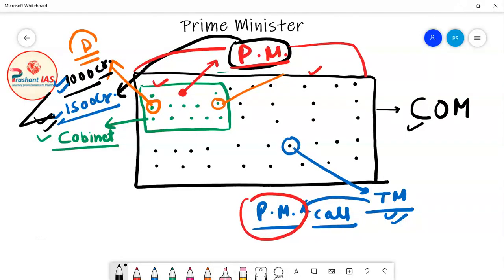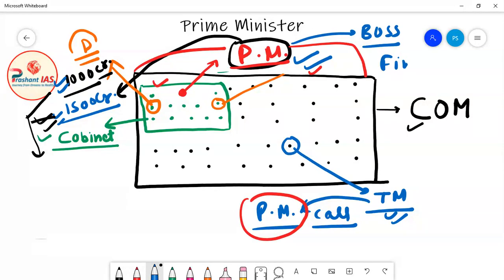The Prime Minister's decision or the decision of the Defense Minister? As I have told you, the Prime Minister is the boss of the Council of Ministers. So who is the boss? Prime Minister is the boss. And the say of the Prime Minister in any decision, any policy, any bill is final. So if the Prime Minister has said that 1500 crore rupees should be spent, then 1500 crore rupees will be spent on the advancement of the weapons.